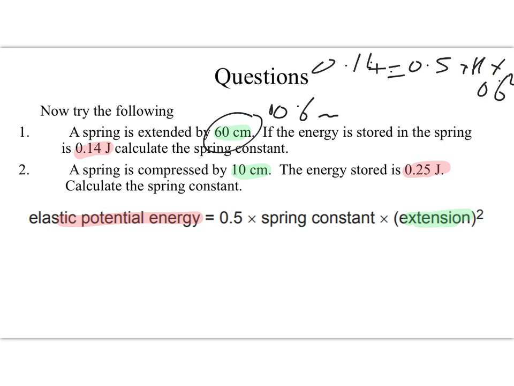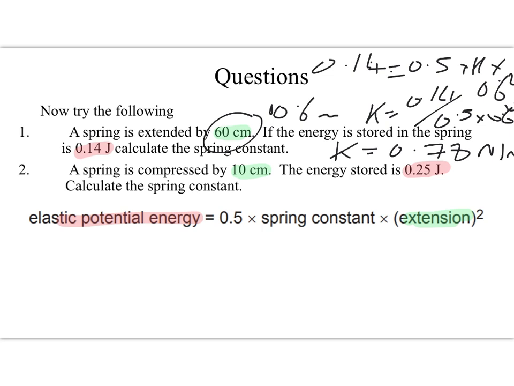I need to rearrange to find K, and I would have that K would be equal to 0.14 over 0.5 times 0.6 squared. If I put that into my calculator, I'll end up with an answer of 0.77 recurring here. So 0.78 newtons per meter.